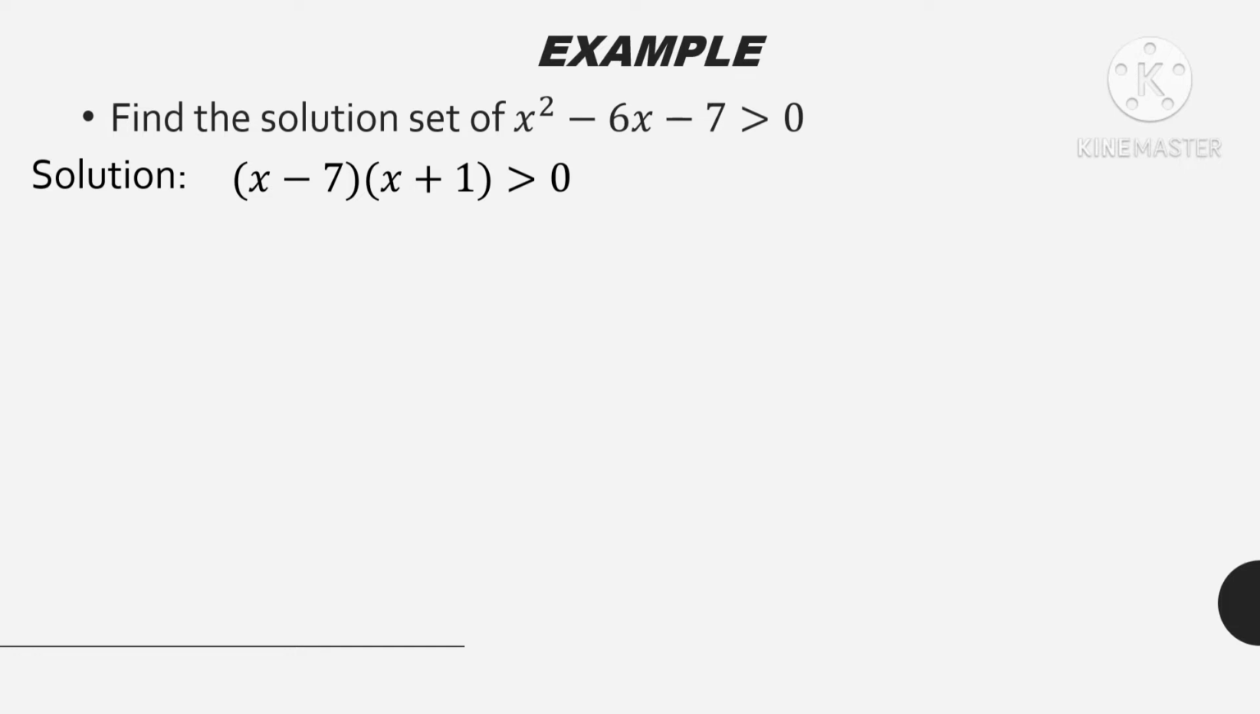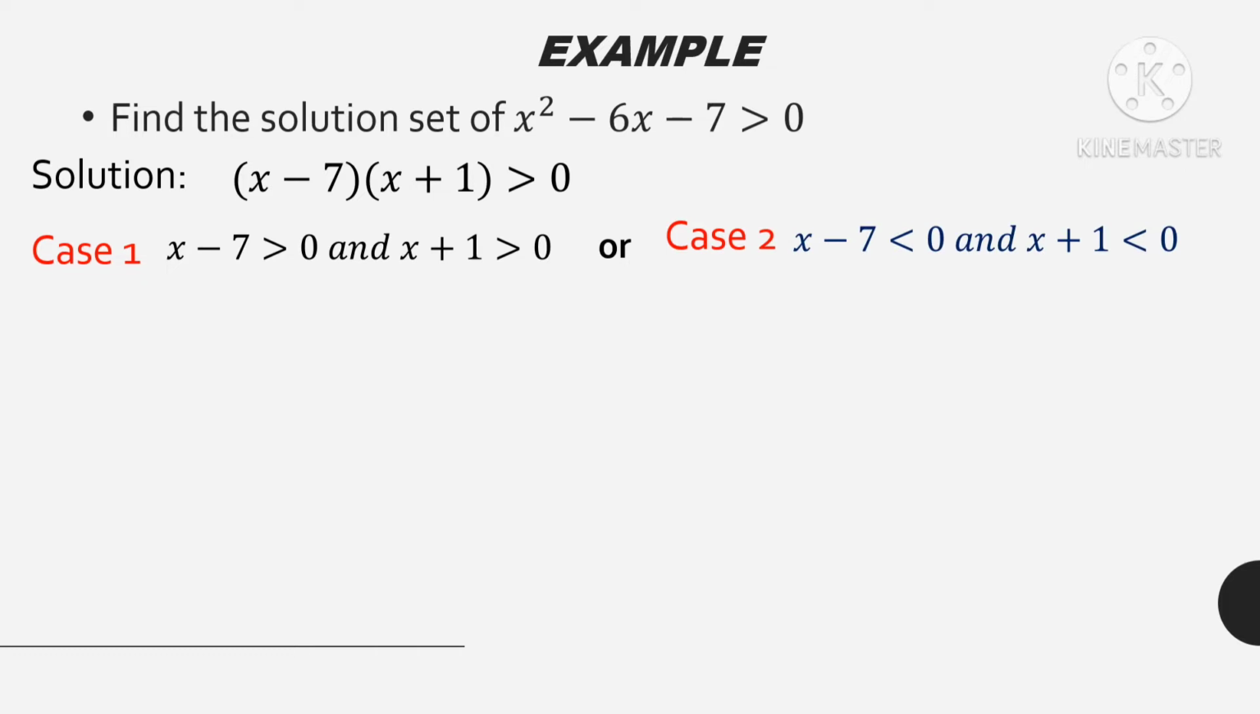So, we'll make two possible conclusions. Case number 1, if x minus 7 is greater than 0 and x plus 1 is greater than 0. Or, case number 2, x minus 7 is less than 0 and x plus 1 is less than 0. So, dito sa case number 1, we presume that the two factors are both positive, and in case number 2, both factors are negative. Okay? So, let us verify first case number 1.